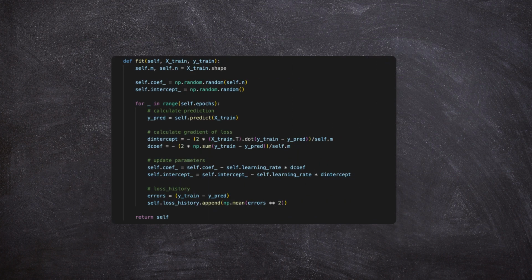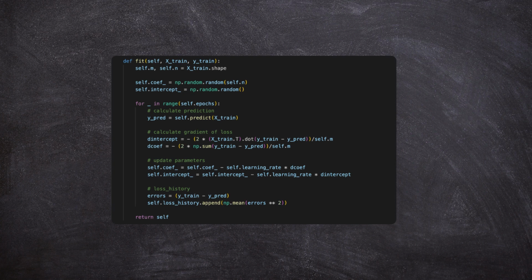The fit method trains the model using the input data. We start by extracting the dimensions of our training data. m is the number of examples and n is the number of features. We then initialize the coefficients and intercept with random values. These are the parameters that we will adjust during the training process.